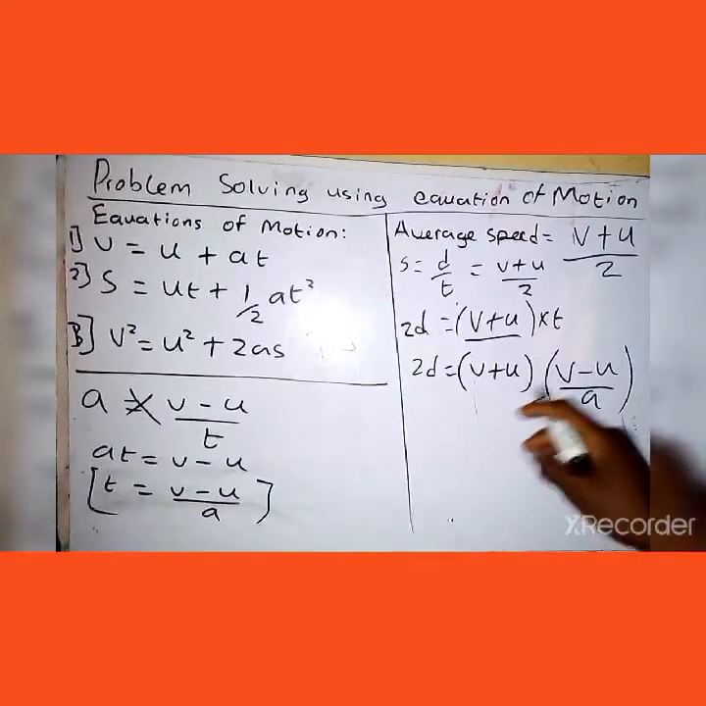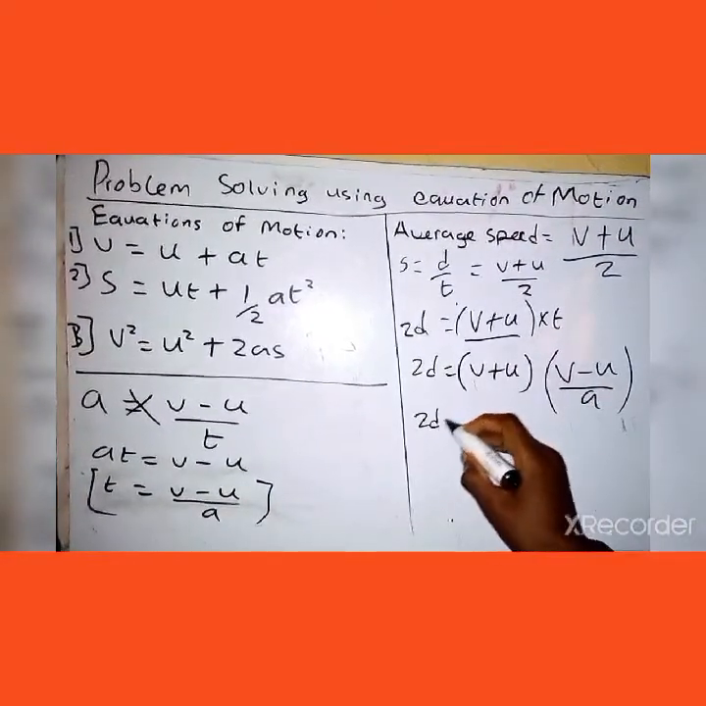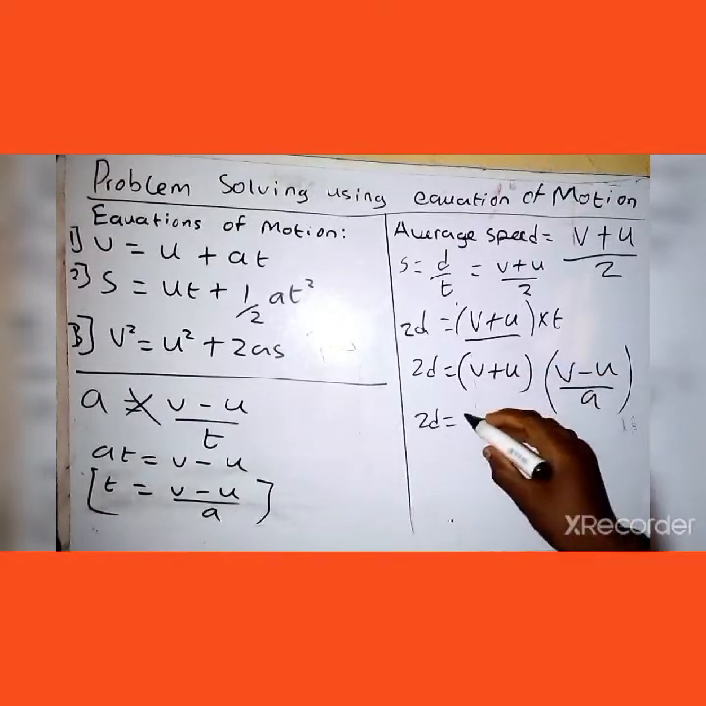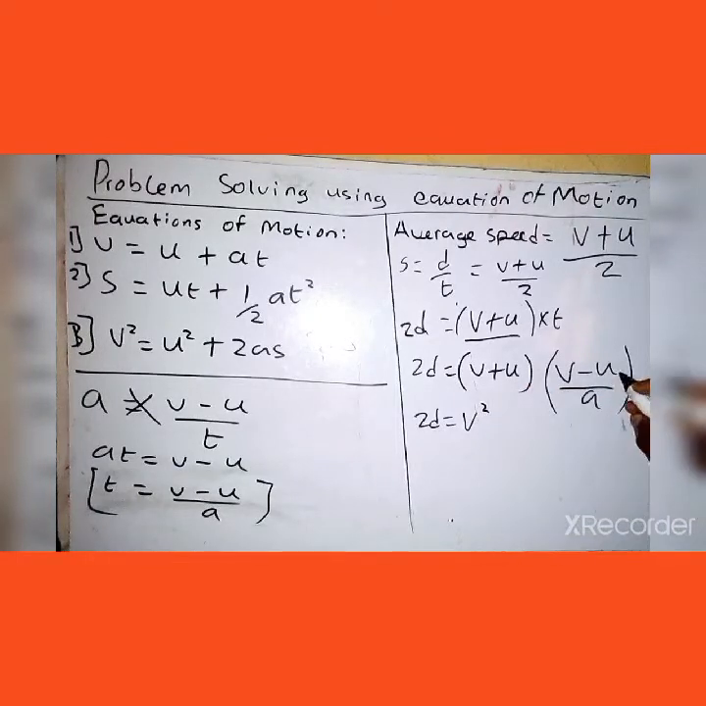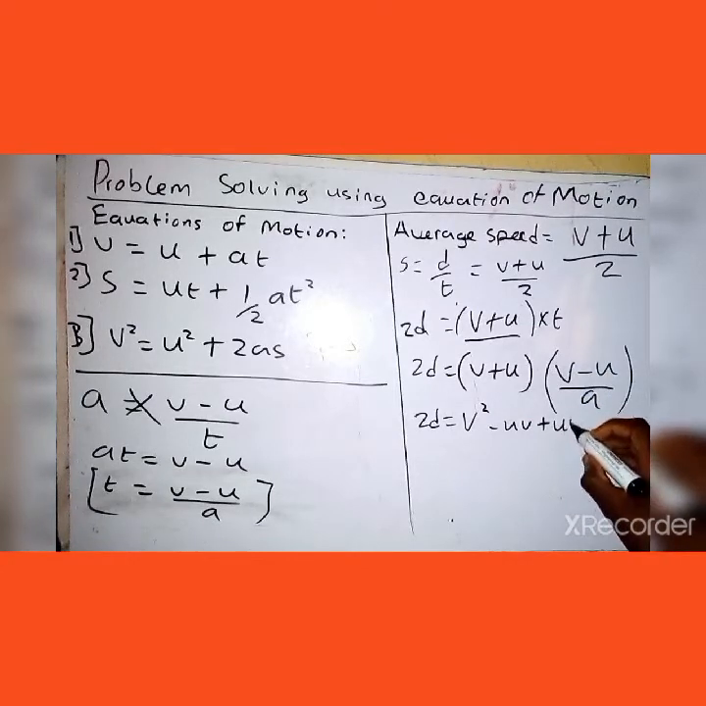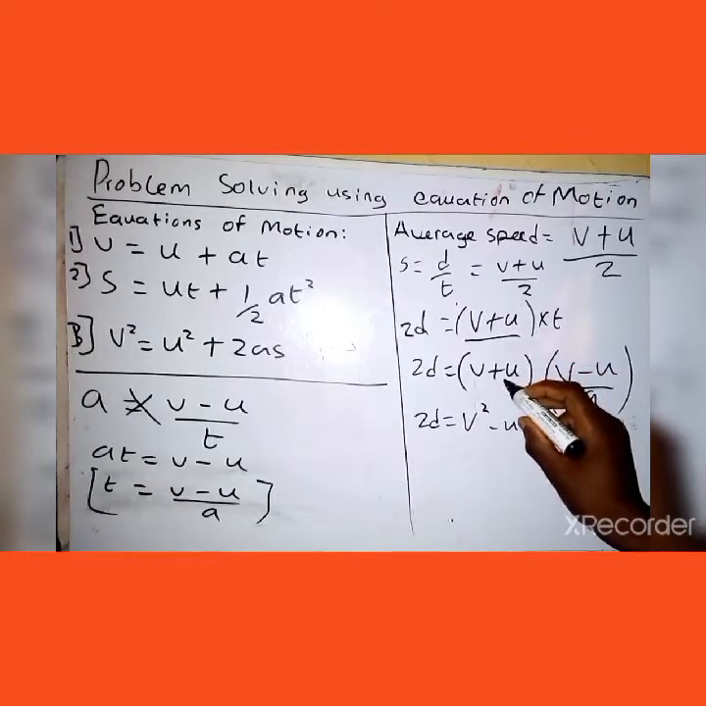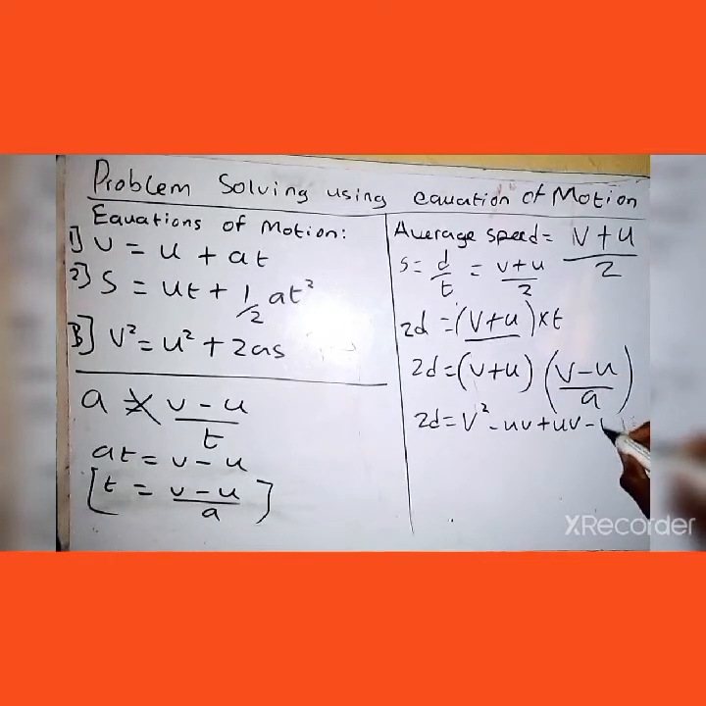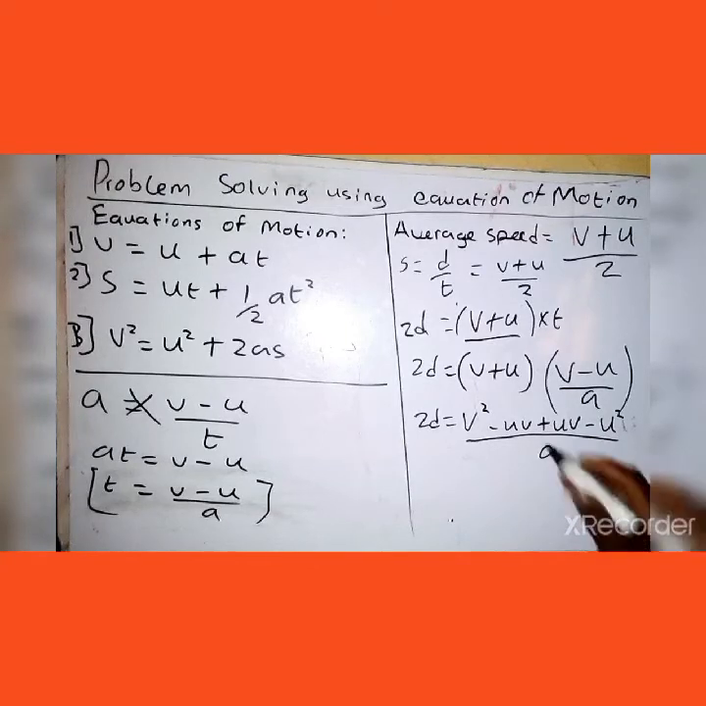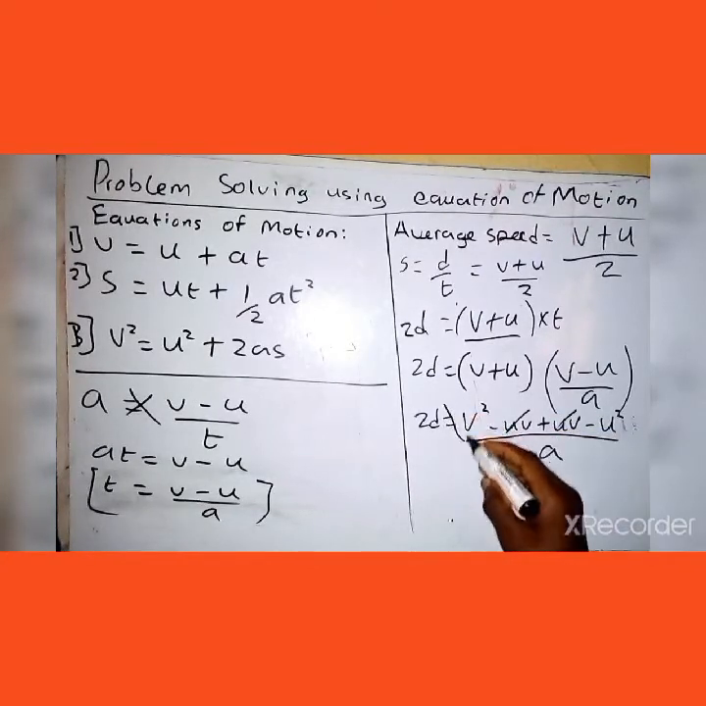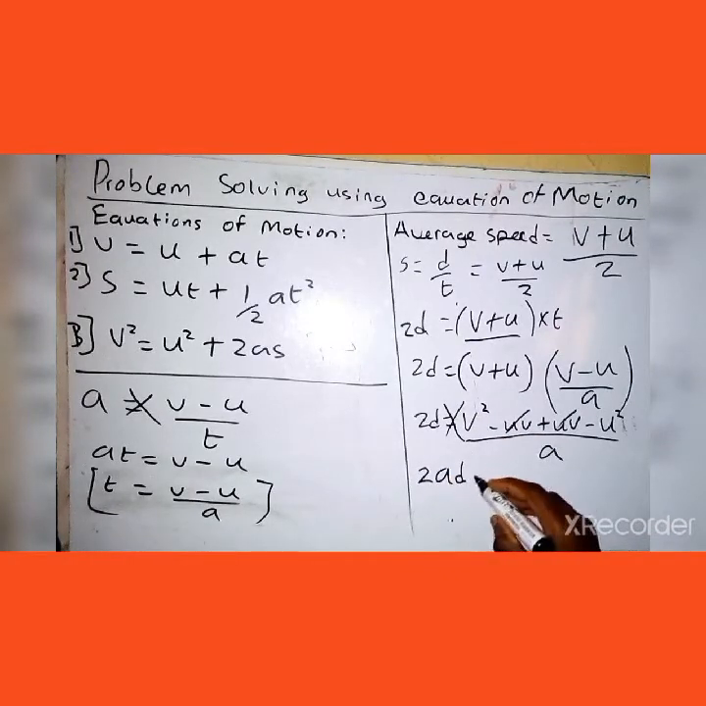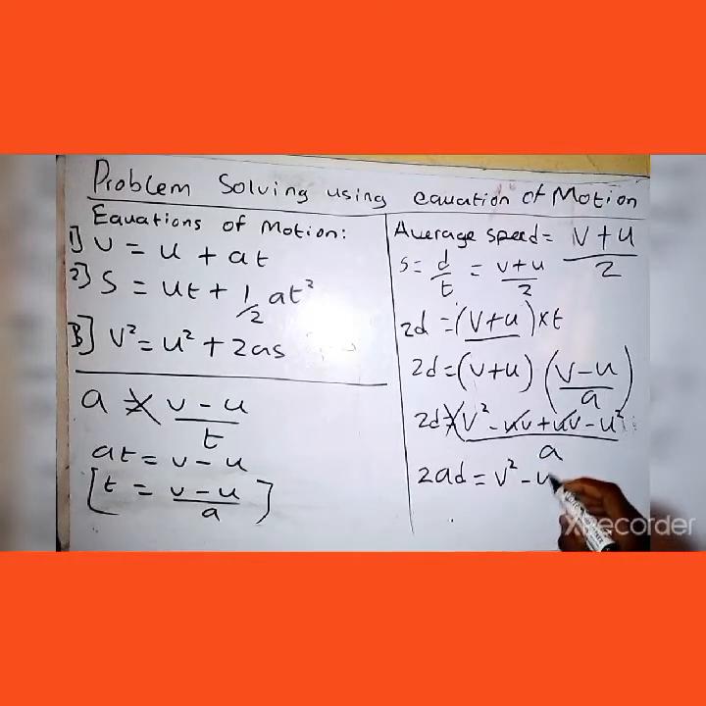So multiplying this by expansion, we have 2d will now be equal to what? v times this, that's v square. v times this, that's minus uv. u times this, plus uv. u times this, we have minus u square. So everything over a, right? So this we cancel. When we cross multiply again, we have 2ad equals v square minus u square.